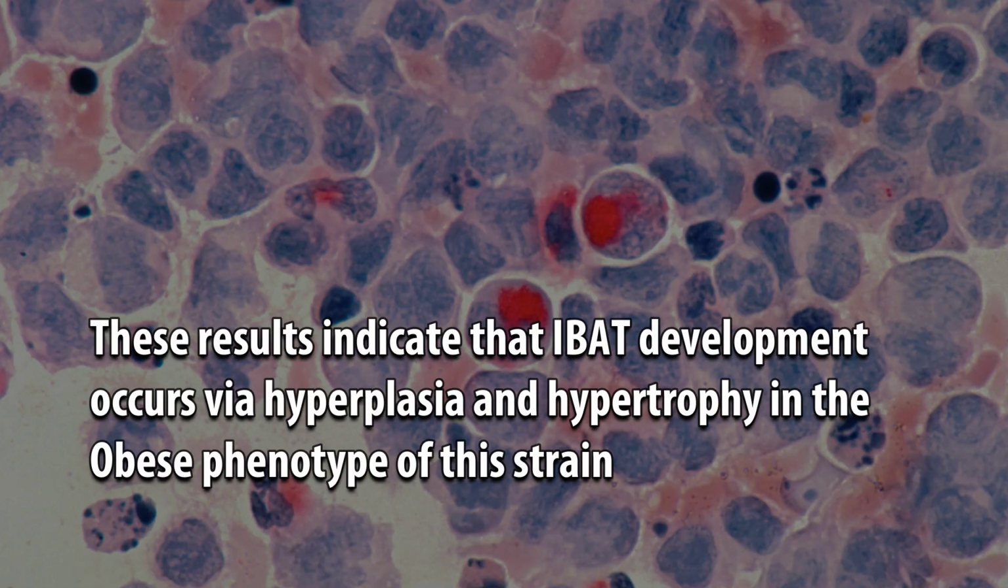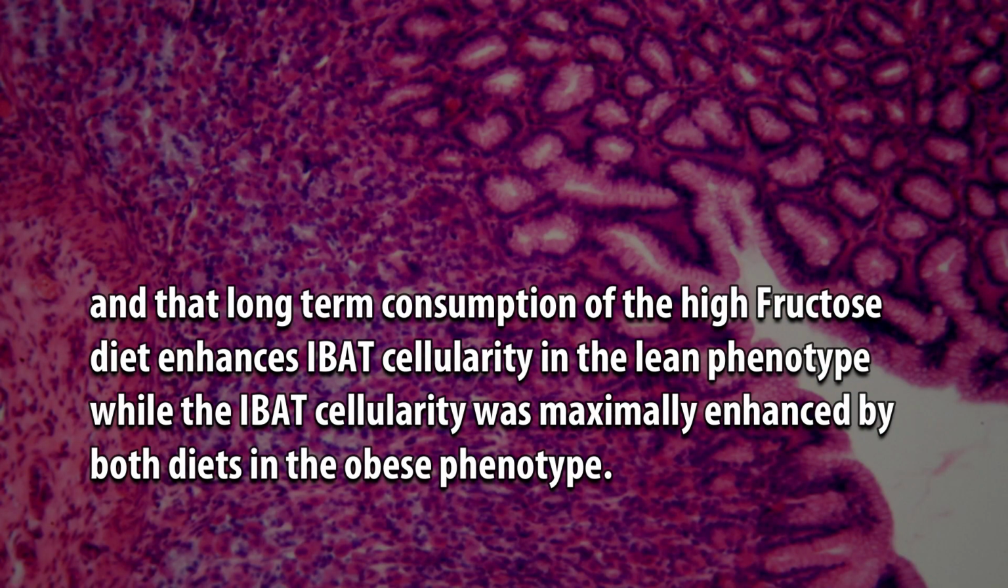These results indicate that IBAT development occurs via hyperplasia and hypertrophy in the obese phenotype of this strain, and that long-term consumption of the high fructose diet enhances IBAT cellularity in the lean phenotype while the IBAT cellularity was maximally enhanced by both diets in the obese phenotype.